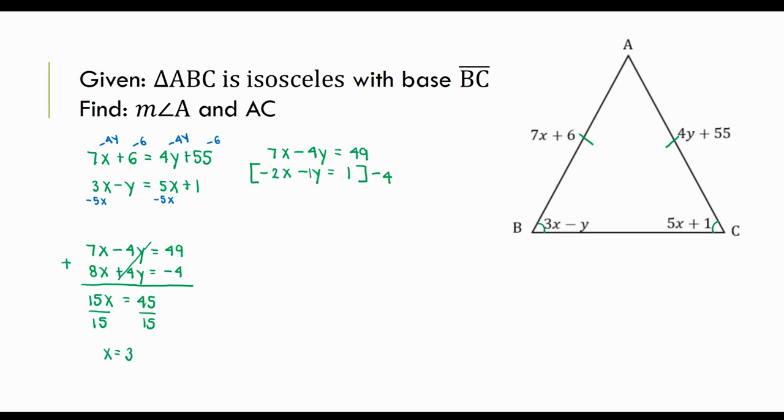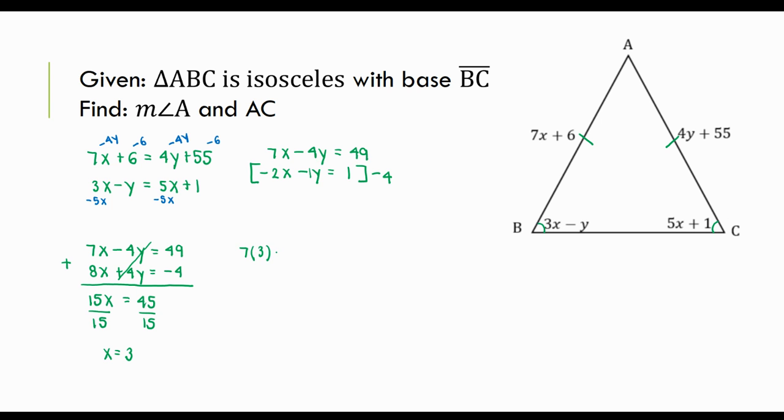Because they want me to find the measure of angle A, which doesn't have an expression, and they want me to find the side AC, which deals with a variable of y, and I have x, I'm going to go and solve for y as well. So I can go back to really any of the equations in order to then substitute the 3 in. So I think I'm going to go back to the equation where I have 7x minus 4y equals 49.